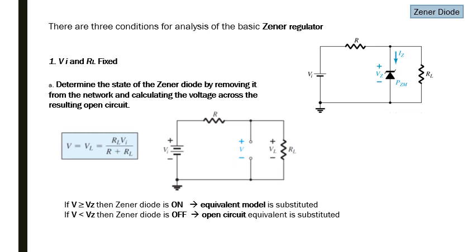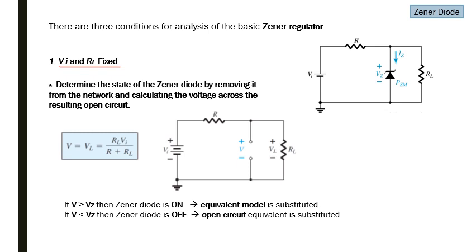Now if we see a voltage regulator circuit, which is a Zener regulator circuit, there are three different conditions for the analysis of the basic Zener regulator circuit. The first condition is when we have Vi and load resistor RL both fixed. In this circuit, this Vi and RL both are fixed. To do analysis of this kind of circuit, we have a few steps.